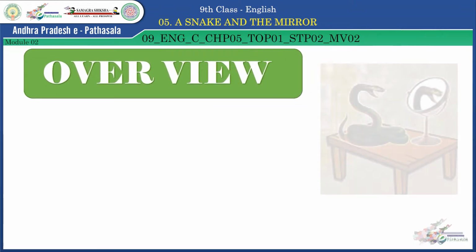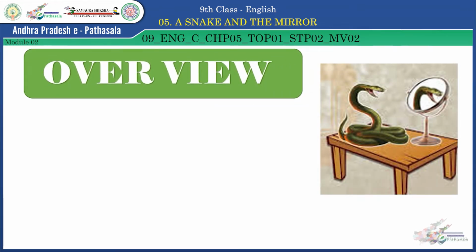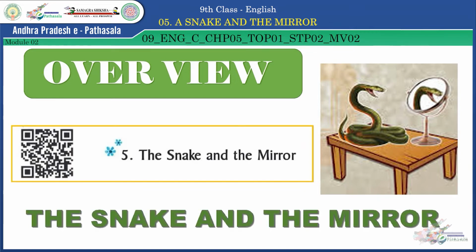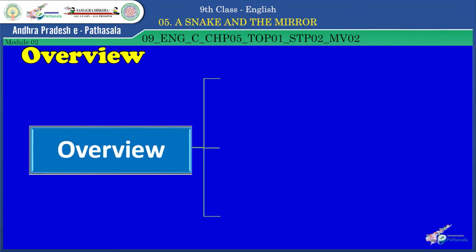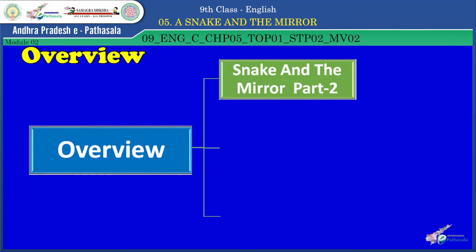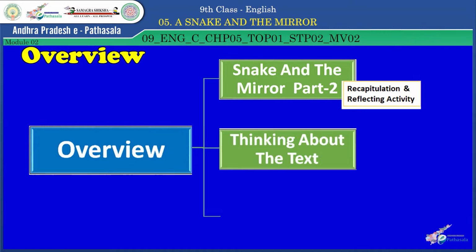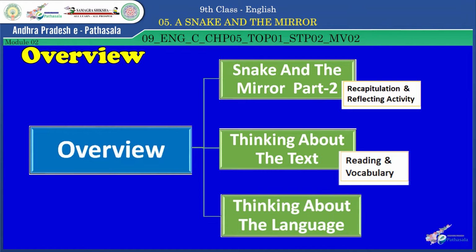Dear children, in this overview of the lesson, The Snake and the Mirror, Module 2, that is 7th to 12th paragraphs, has three parts. The first one is Snake and the Mirror, Part 2, in this recapitulation and reflecting activity. The second one is thinking about the text, in this reading and vocabulary. The third one is thinking about the language, in this reported speech and summary activity.